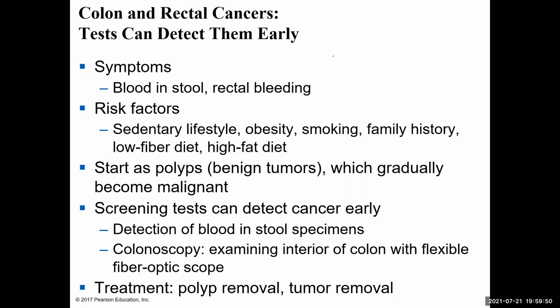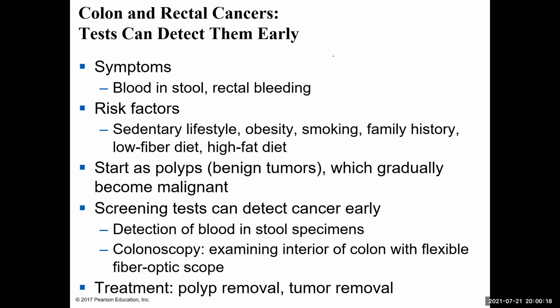So we can use tests to get these pretty early. So symptoms would be like rectal bleeding, blood in the stool. Some risk factors for this are sedentary lifestyle, obesity, eating certain foods, like a high-fat diet or a low-fat diet, and family history, so maybe it's prevalent in your family. And generally, colon cancer starts out as a benign tumor, which will eventually become malignant.